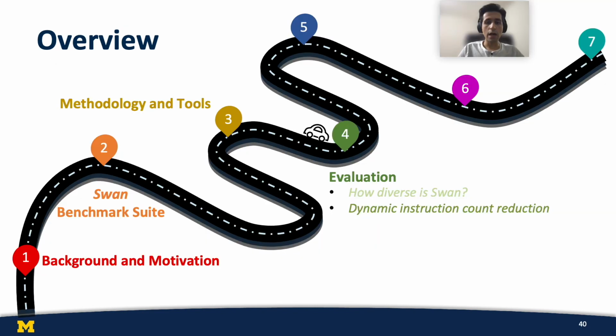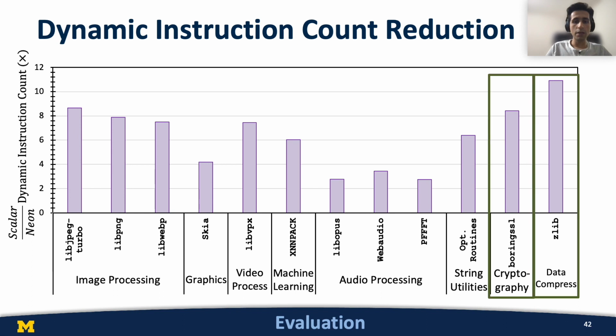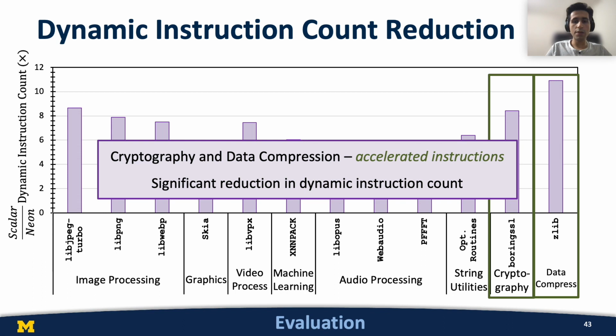Next, we discuss how vector processing reduces the number of instructions. This chart shows our Neon's dynamic instruction reduction compared to the scalar baseline. Vector processing reduces the number of dynamic instructions from 2.7 times in PFFFT and libopus to 10.9 times in the zlib library. Cryptography and data compression libraries achieve the highest dynamic instruction reductions. This is because these libraries use accelerated instructions which encode multiple bitwise operations in a single instruction.